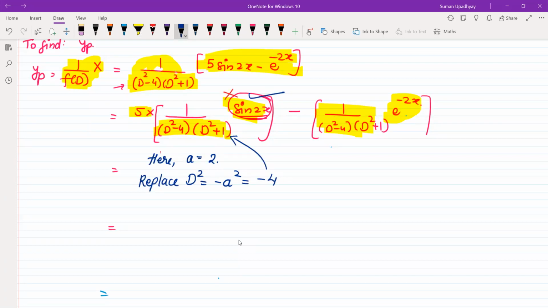Is it becoming 0? No, ma'am, it is not becoming 0, so we can substitute. Okay, so 5 into 1 upon d square, replace with minus 4. So minus 4, minus 4, and then minus 4 plus 1, it will be minus 5. Now solve the lower one, how much will it be? Minus 8 and this minus 3, minus 8 into minus 3, so it will be plus 24.